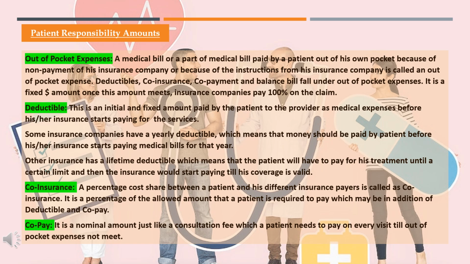Next, what is coinsurance? A percentage cost share between a patient and his insurance payers is called coinsurance. It is a percentage of the allowed amount that a patient is required to pay, which may be in addition to the deductible and copay. Next, what is copay? It is a nominal amount, just like a consultation fee, which a patient needs to pay on every visit until the out-of-pocket expenses are met.